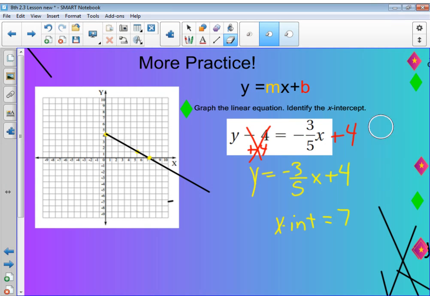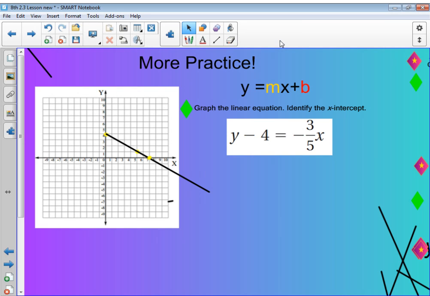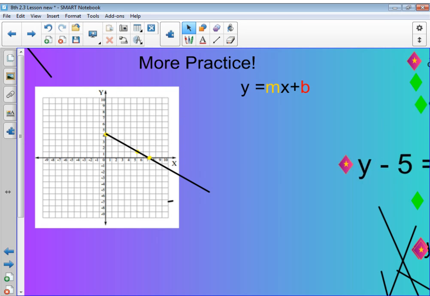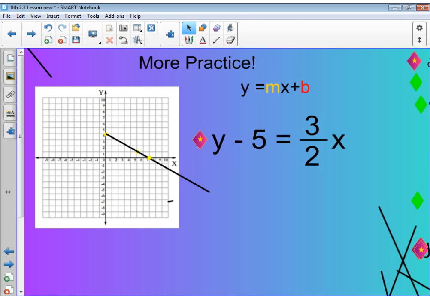All right, so let's try one of those independently. You guys are going to pause your video and work your way through this one. Okay, so you're going to have to solve for y first of all. And then once you solve it, graph and tell me what your x-intercept is. So go ahead and pause your video, work your way through the graph, and then identify where it crosses the x line.